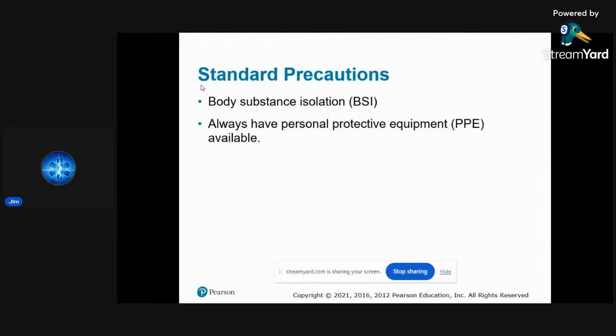We're going to talk about standard precautions, or BSI, and PPE. Remember, these are interchangeable. BSI is body substance isolation, which would be your gloves, your mask, all this other stuff. Now, personal protective equipment can be a little more because it can be like bunker gear, helmets, stuff like that.